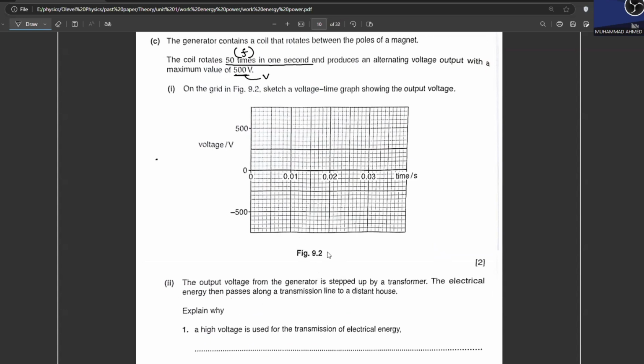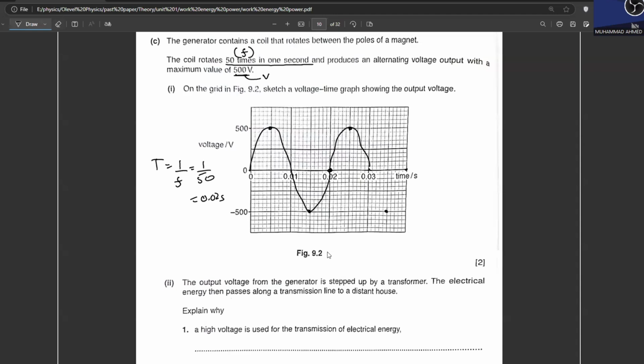So this is your frequency. Can you calculate the time period? Time period is 1 over frequency, 1 over 50. Time period comes out to be 0.02 seconds. So that means one wave will get completed from 0 to 0.02 seconds. Maximum voltage is 500. So maybe your graph will look something along these lines. Obviously, you can draw another oscillation as well. Somewhere here.